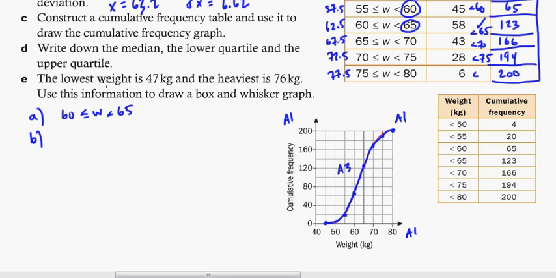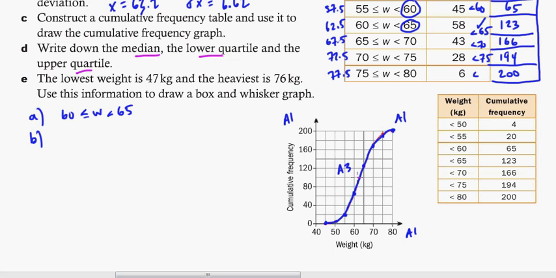Okay, so here we go. Let's look at part D. Write down the median, the lower quartile, and the upper quartile. This is important. The median is the middle. It's the 50th percentile. So if we're looking at 200, the middle of that would be 100, which would just be right here. Now, what do we want? They want the weight.